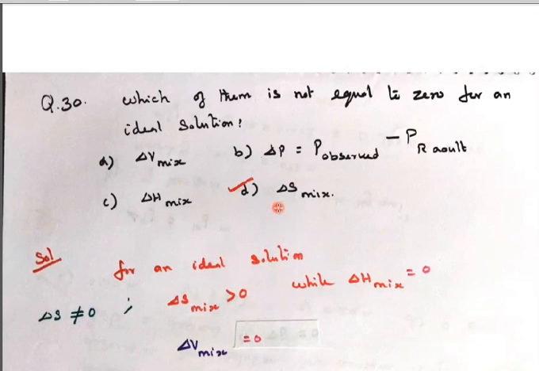So delta S is not equal to 0. Delta H mix is equal to 0. Delta V mix is equal to 0. These are equal to 0 for an ideal solution. So delta S is only entropy, this is volume, and this is enthalpy. So for entropy, the change is not equal to 0.